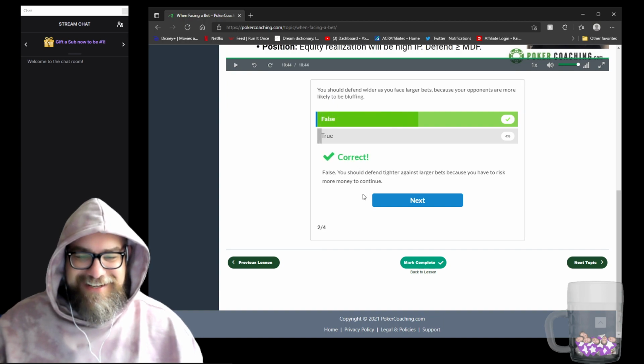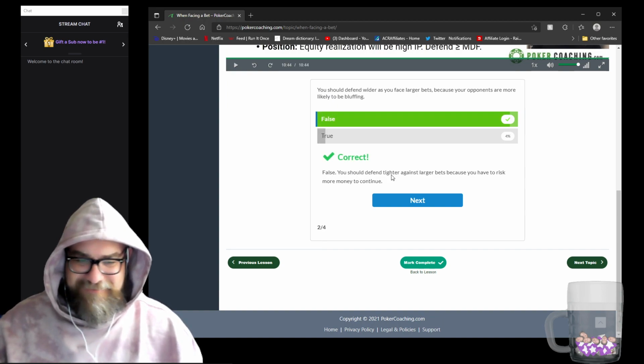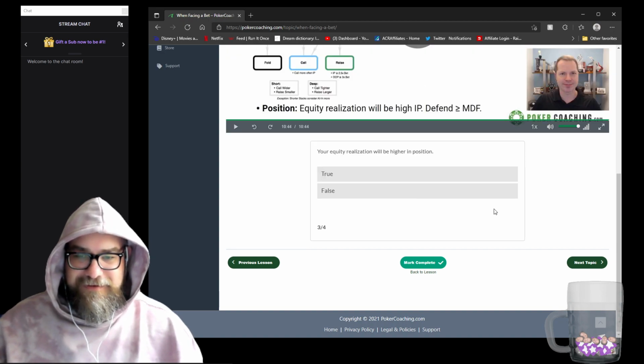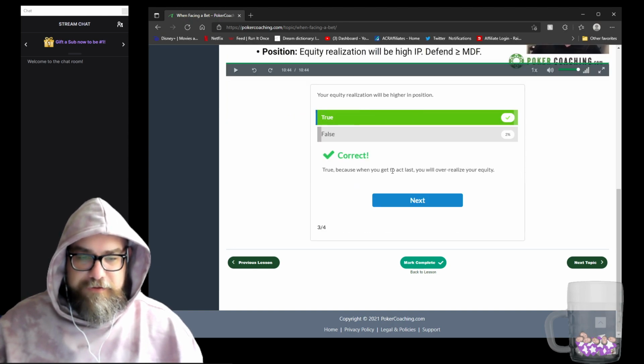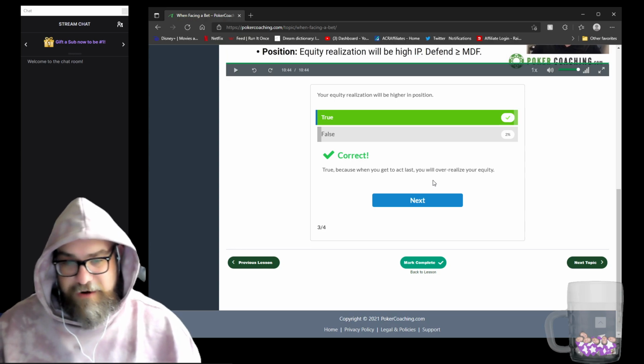No. That's not true. You have to defend tighter because you're risking more money. Yeah, that's risking more money to continue. Exactly. Your equity realization is higher in position. I would say that's true. Yeah, because you're last to act, so when it checks to you, you can just decide to check behind on the river and realize all your equity right there in a showdown.